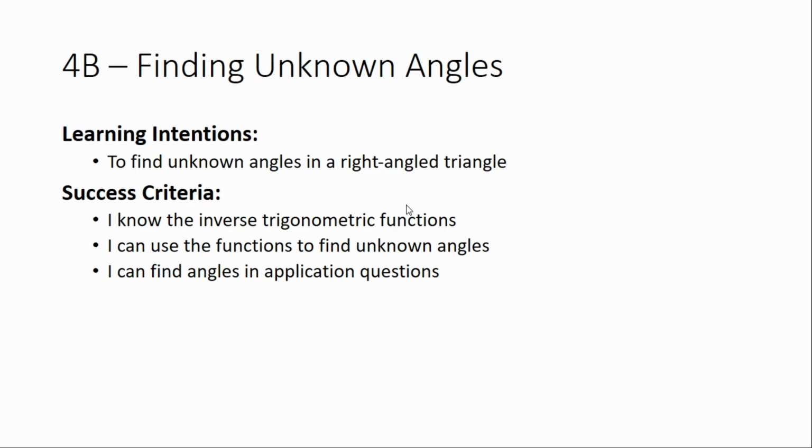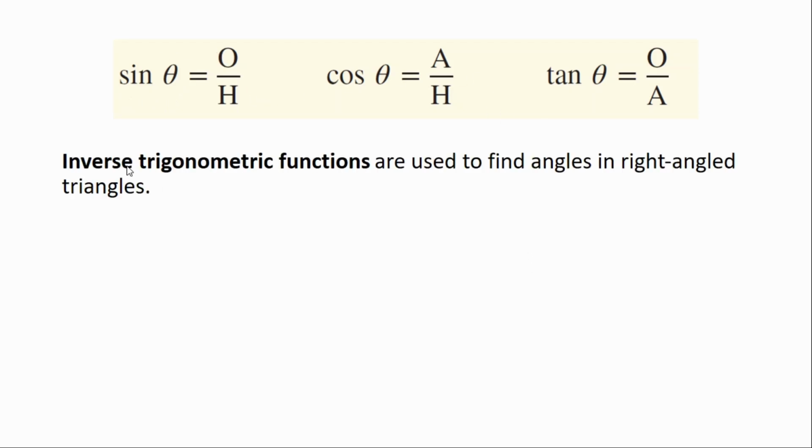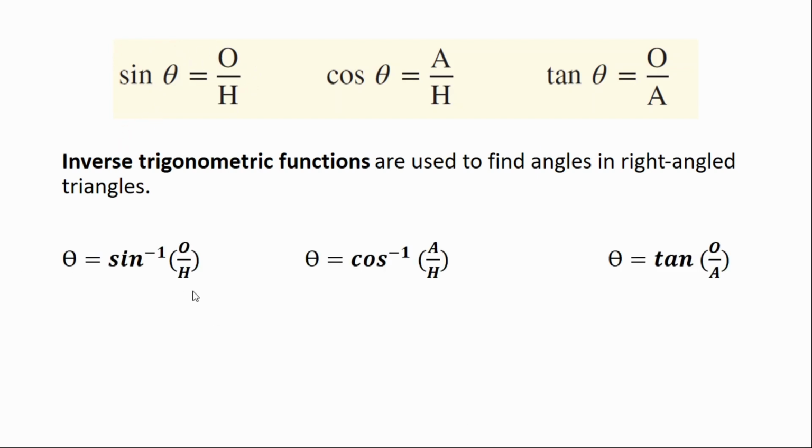In our last lesson, we learnt about the three trigonometric ratios and remember them using SOH CAH TOA. Today we're going to learn about the inverse ratios. The inverse trigonometric functions are used to find angles in right angle triangles, whereas the ratios are used to find side lengths. The inverse functions are below, in which this just means theta, the unknown angle, equals sine to the power of -1 times opposite divided by hypotenuse.